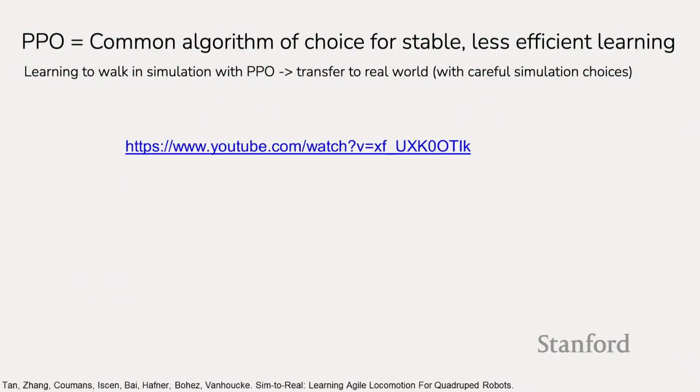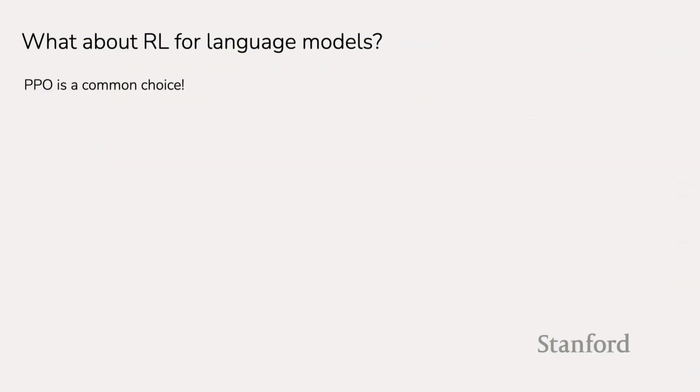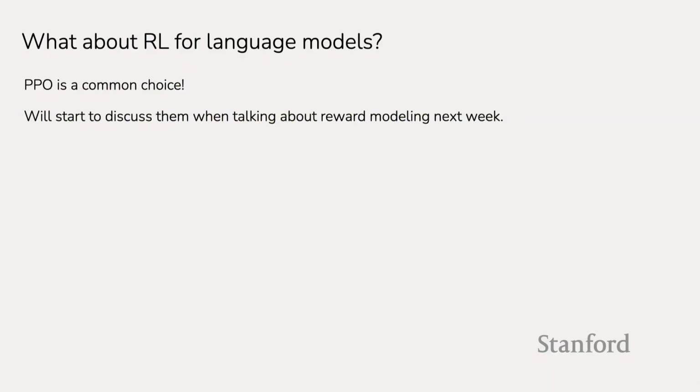And then PPO is a common algorithm that's used if you want really stable learning, but less data-efficient learning. And so if you're in simulation, for example, data is not a problem. You can collect tons and tons of data in simulation, and you can learn a policy in simulation. And then if you carefully tune your simulator, that policy might be able to transfer to the real world. In general, for manipulation, sim-to-real transfer is a lot harder. There was also an example of learning how to solve a Rubik's Cube that was trained in simulation. And after about 5 minutes of this rollout, you get a Rubik's Cube that has been completed. And that was with PPO. PPO is also a common choice for language models. We'll start to discuss them next week.